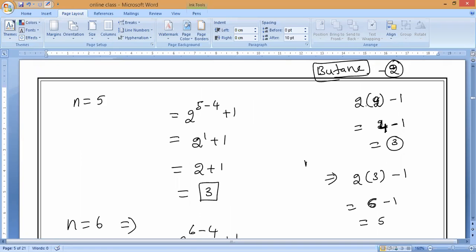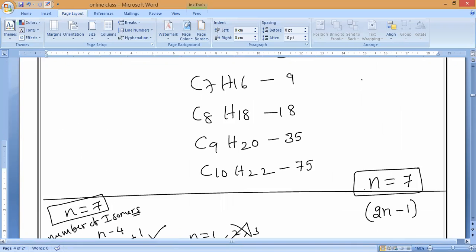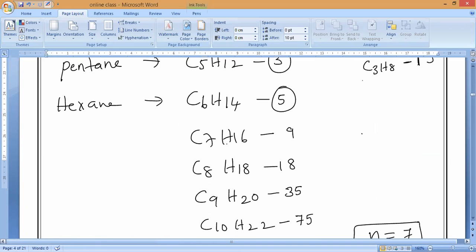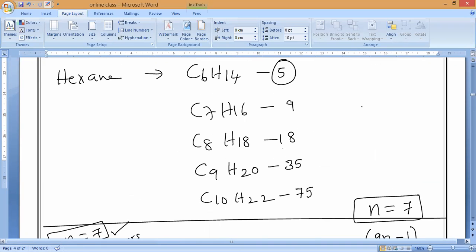So if you get confused with this formula, you can leave it and use the formula 2n minus 4 plus 1. This is the formula which we can use till what carbon, guys? N is equal to 7. 2n minus 4 plus 1. After that, these values alone you please remember. So C8, you can remember: C8 H18, 18. We can easily remember, correct? Next one, 35. Next one, 75. Is it okay, all of you?